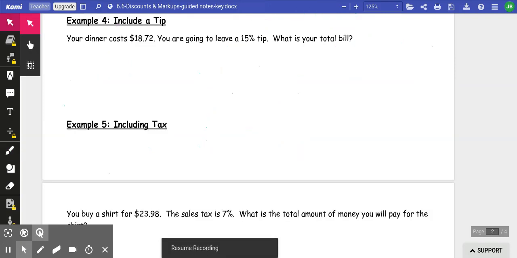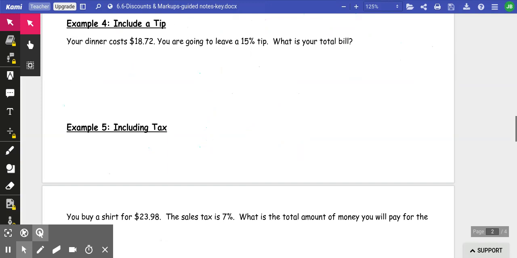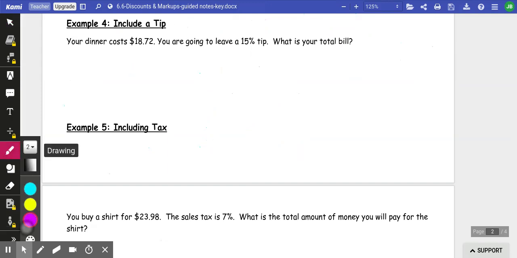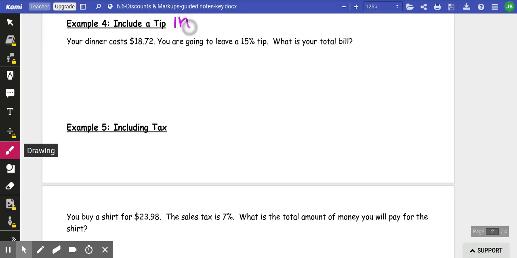Okay, let's talk about tip. When we go to dinner, a tip is an increase. Okay, so it's an increase in pay or an increase in price. So that means if I'm leaving a 15% tip, I have to add that amount onto here. Now I'm not adding 0.15 to 18.72, but I am going to have to find out 15% of that $18.72.